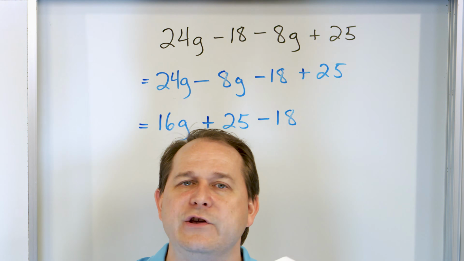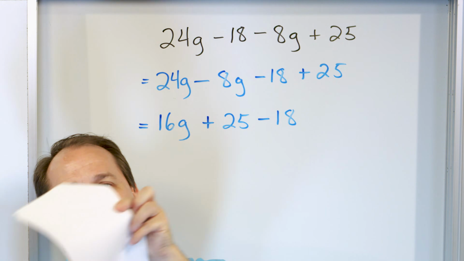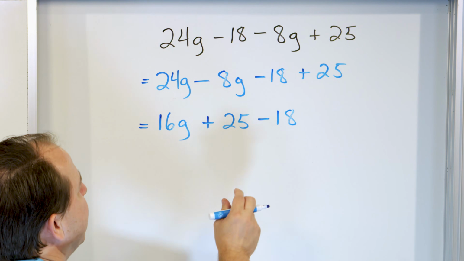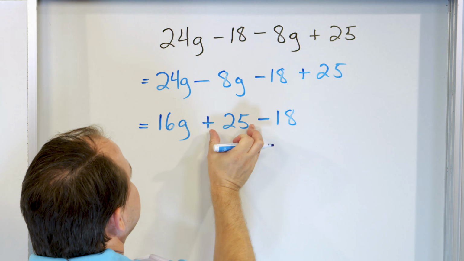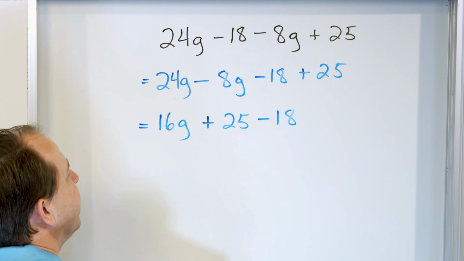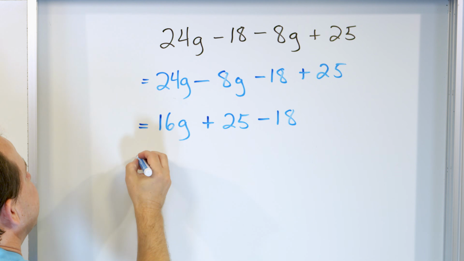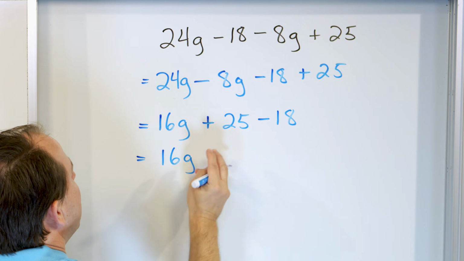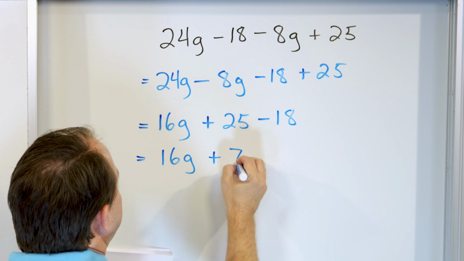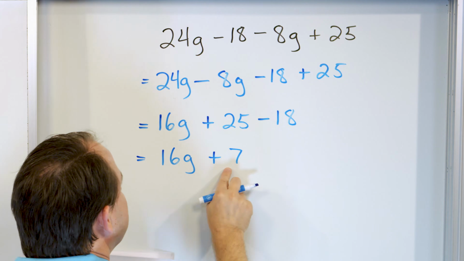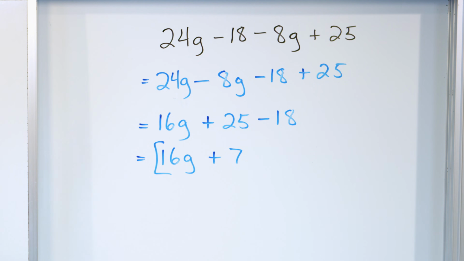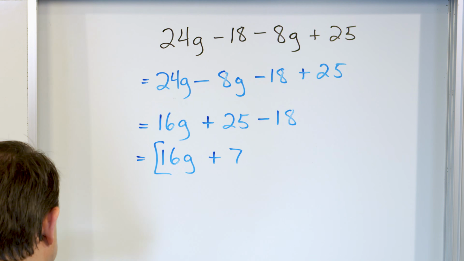For now, just know that you can rearrange any additions and subtractions, and you'll always get the same answer. So all we did was we took this 25, moved it in front, and the minus 18 we moved to the end, and now it looks like a normal subtraction to you. And so you can say 16g, what is 25 minus 18? And that is 7. Positive 25 minus 18, positive 7. So you get 16g plus 7. That's the final answer. All right.